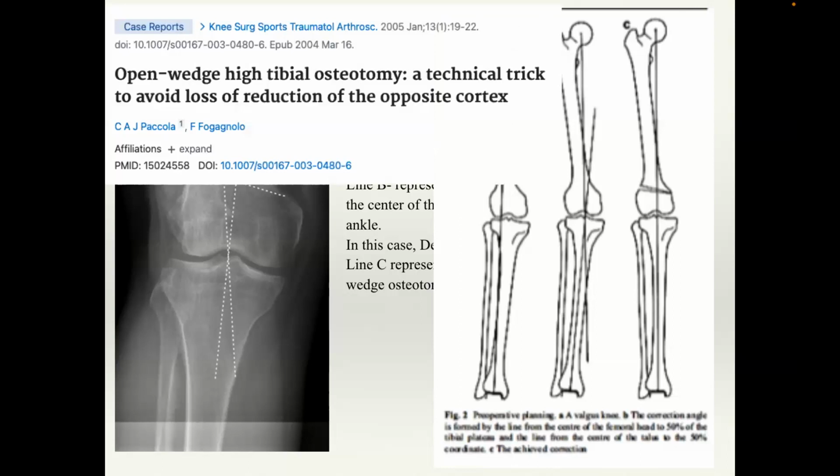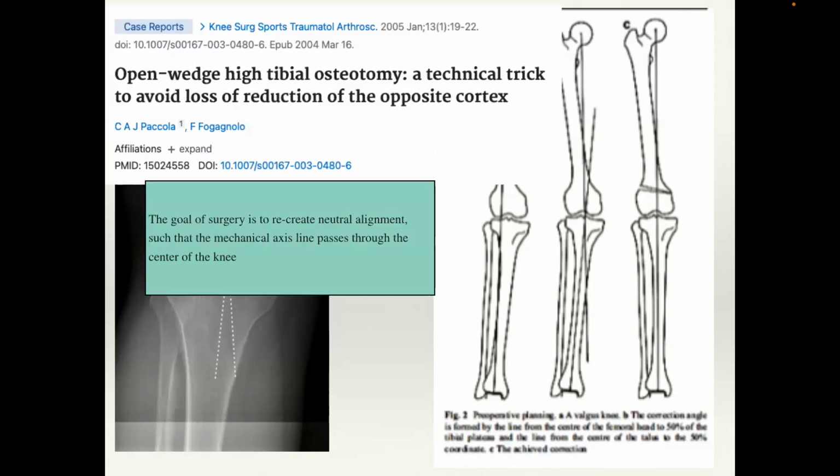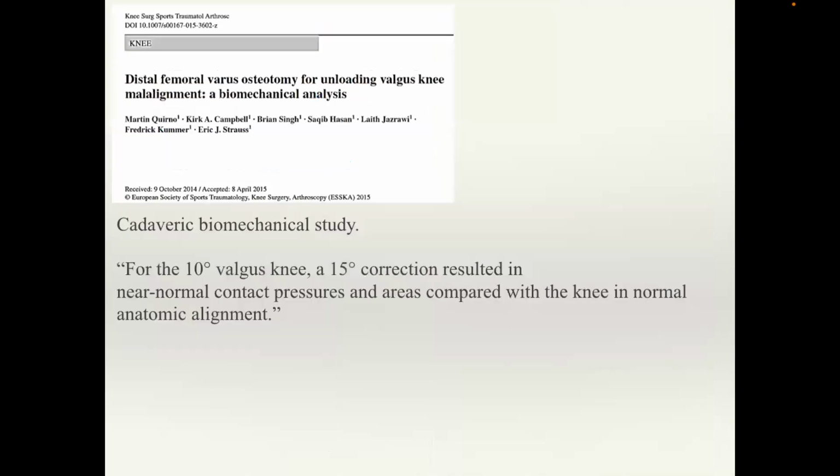Regarding this, Puddu et al. described the goal. They said that the goal of surgery is to restore neutral alignment such that the mechanical axis always falls in the center of the knee. And Martin Quirno, in a cadaveric biomechanical study on distal femur osteotomy for unloading the valgus knee and malalignment, said that for every 10 degrees of valgus, a 15 degree correction results in near normal contact pressure when compared to the knee in normal anatomical alignment.